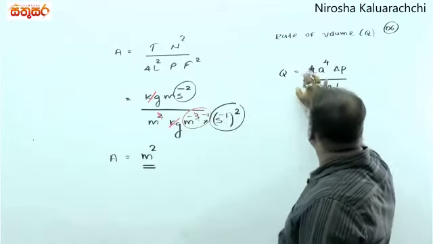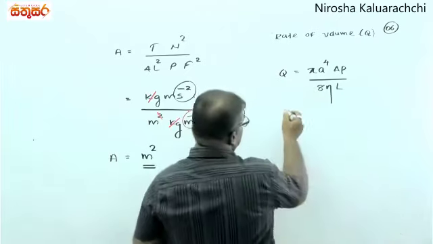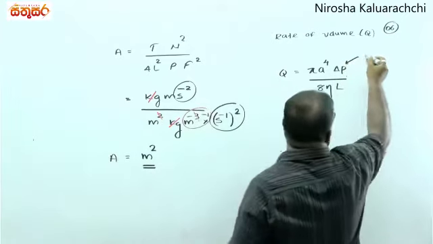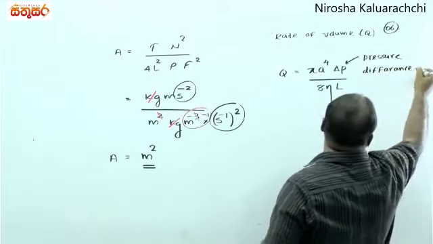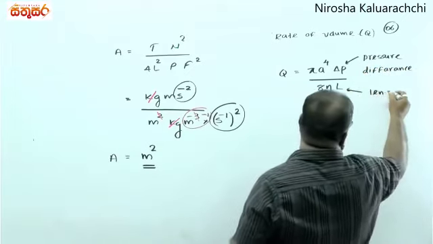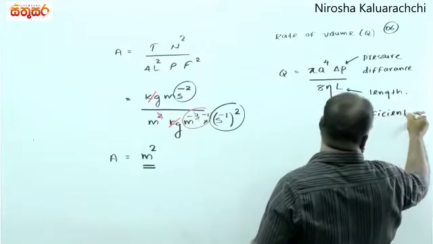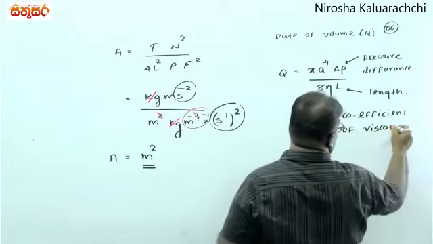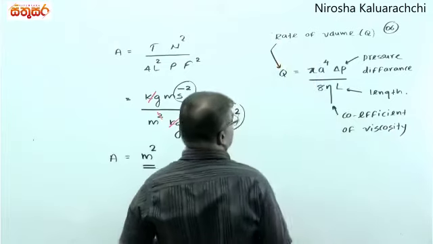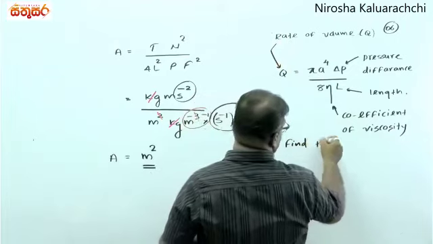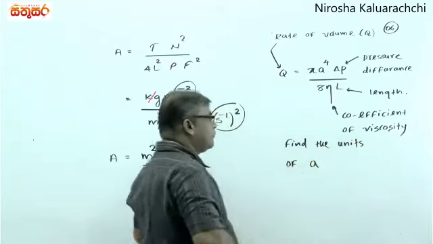Q equal pi a to the power of 4 delta P over 8 eta L, where delta P is pressure difference, L is length, eta is coefficient of viscosity, Q is rate of volume flow. Find the units of A.